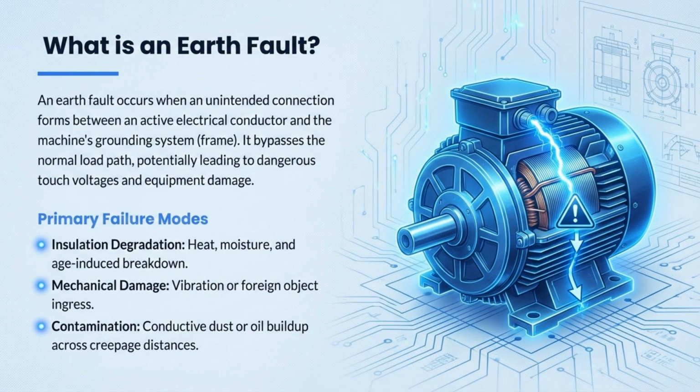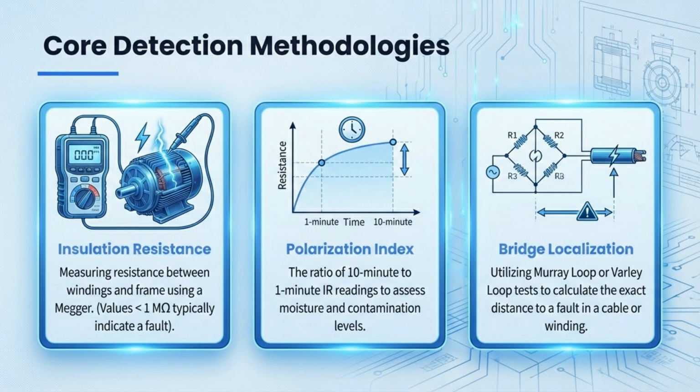An earth fault is an unintended connection between an active conductor and the grounding system. Primary failure modes include insulation degradation, mechanical damage, and contamination. Core detection methodologies include insulation resistance using a Megger, polarization index to assess moisture, and bridge localization, which uses Murray or Varley loop tests to find the exact fault distance.